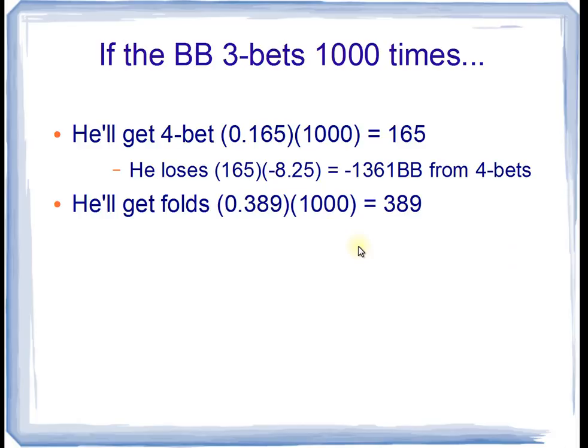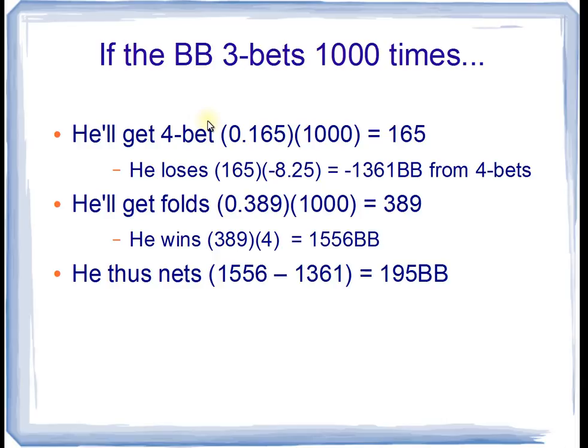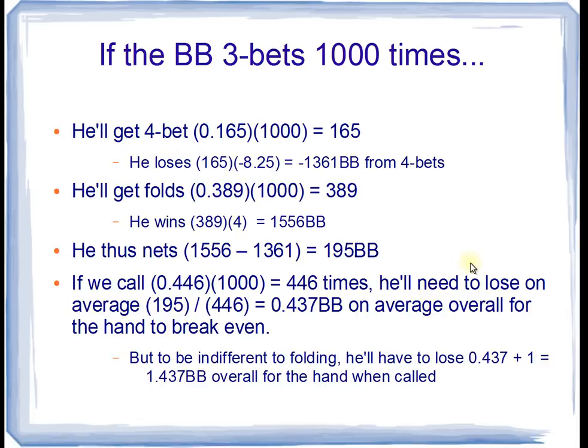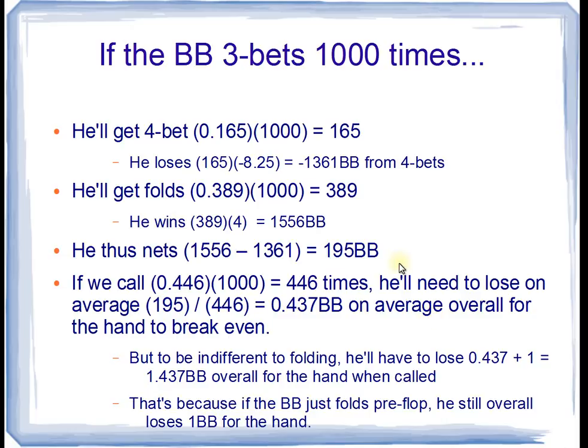Big blind gets folds 1,000 times 38.9% of the time for 389 times total. And then every time the big blind gets folds, he wins 4 big blinds. So 389 times 4 equals 1,556 big blinds total. And the big blind thus nets 1,556 minus 1,361. So the big blind nets 195 big blinds total pre-flop without seeing a flop. But to be indifferent to folding, the big blind will on average have to lose 0.437 plus 1 equals 1.437 big blinds overall for the hand when called. That's because if the big blind just folds pre-flop, he still overall loses 1 big blind for the hand.